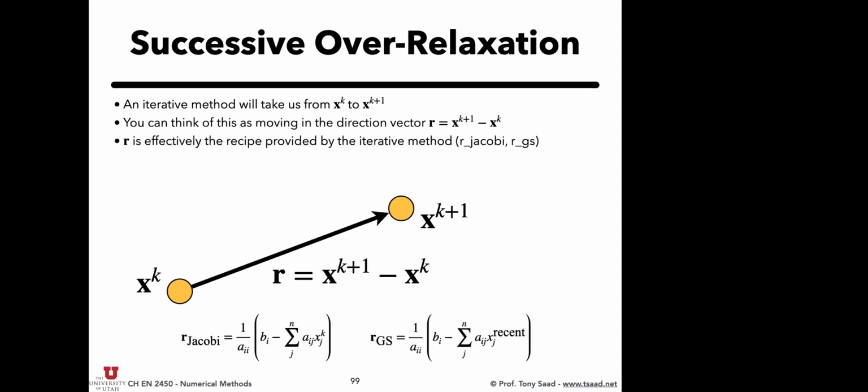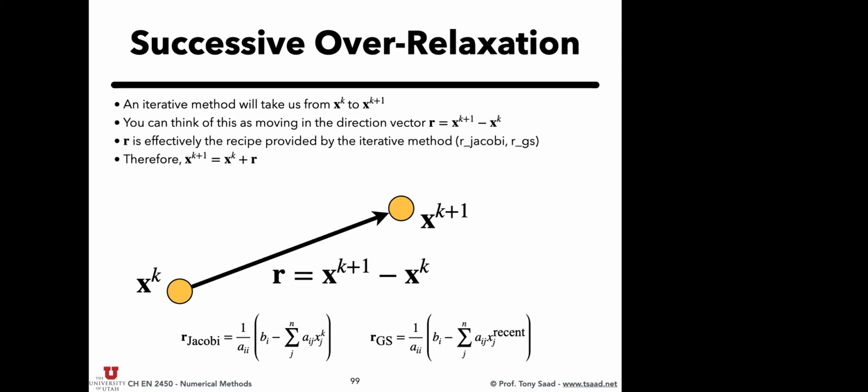Now, this recipe is actually a formula. So for Jacobi, it's simply this formula. For Gauss-Seidel, it's that other formula, right? You see the most recent values here. So it's simply xk plus 1 minus xk. That's a direction, okay? That's sort of a direction vector.